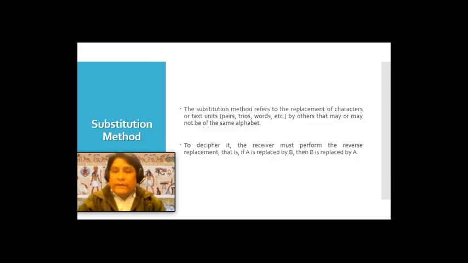One of the methods used in cryptography is the substitution method, which indicates that characters must be replaced by others that can be of the same alphabet or another. For example, replace the character A by C, the character B by D, and so on.